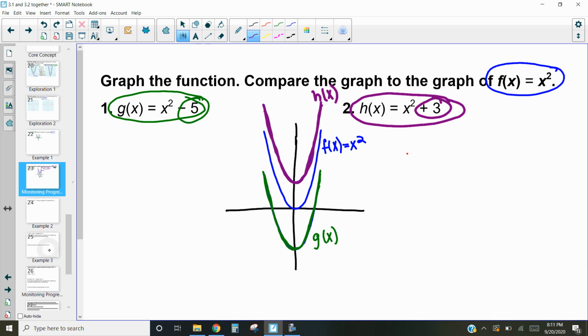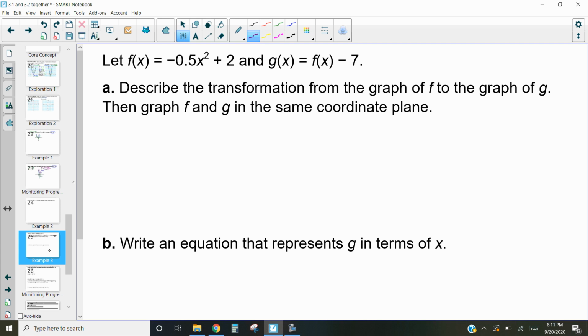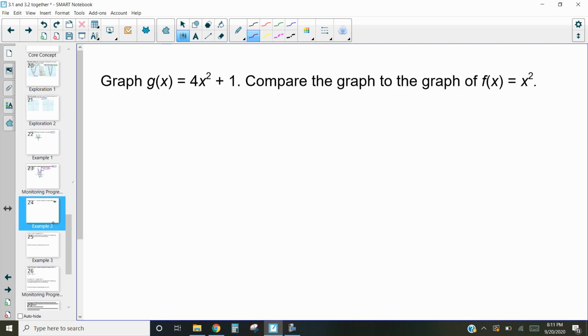What I want to do is I want to look at some examples of how we might graph it when it's got both an a and a c that affects it. So we want to graph this g of x compared to this f of x. So I'm going to graph my f of x in blue, my g of x in green here.